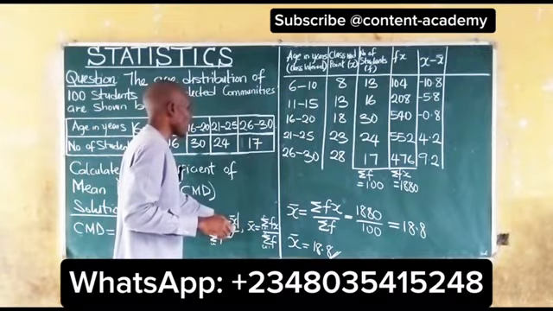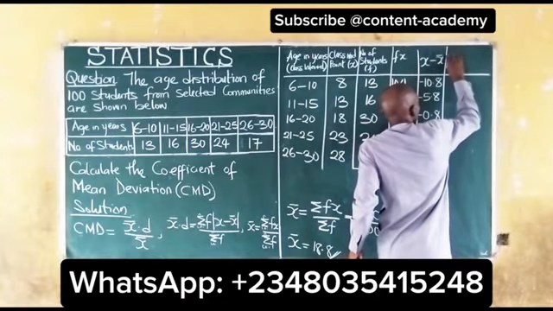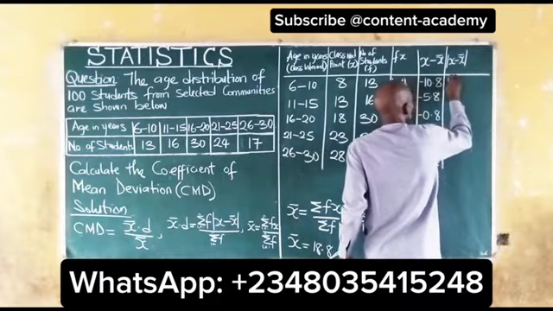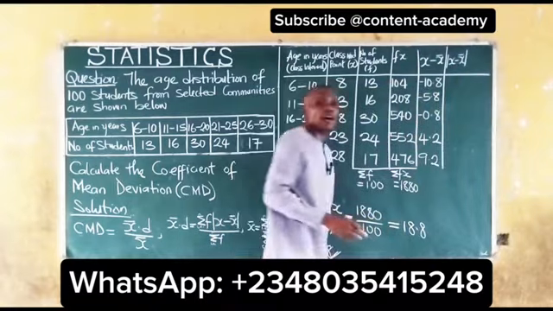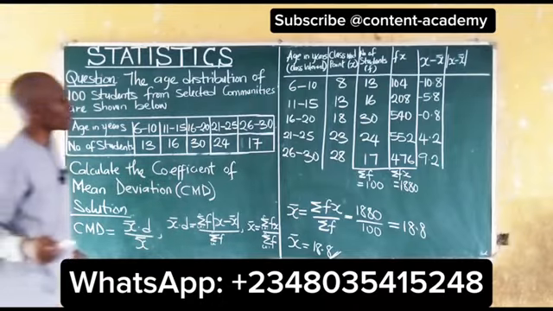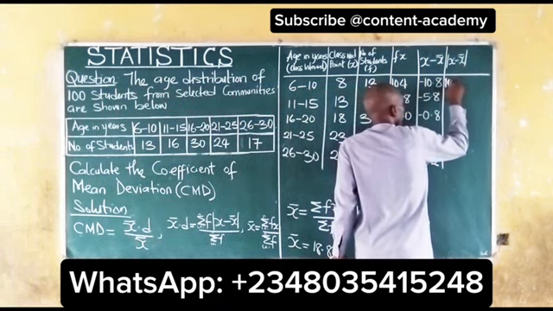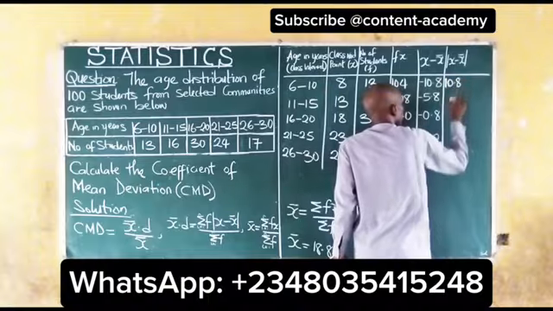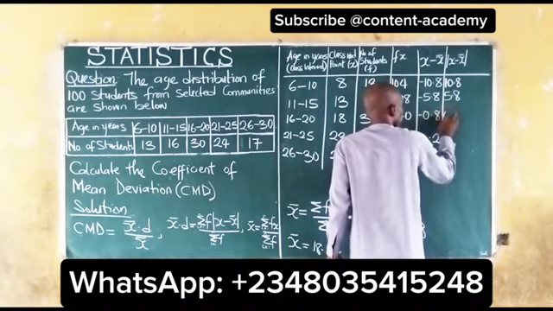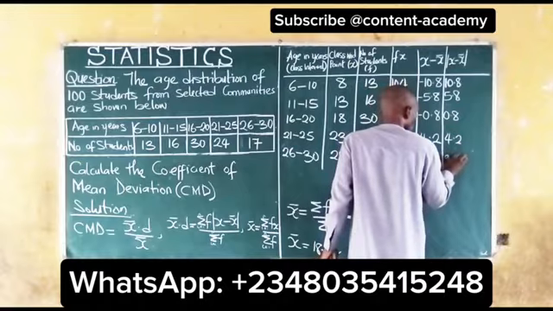We also have x minus x bar. Because of this sign here, it means all the negative signs we have will go off. That is the meaning. So here we have negative 10.8. Because of this bar sign, we have 10.8 here. Here we have 5.8. The negative sign will not count. Here we have 0.8. Here we have 4.2. And here we have 9.2.